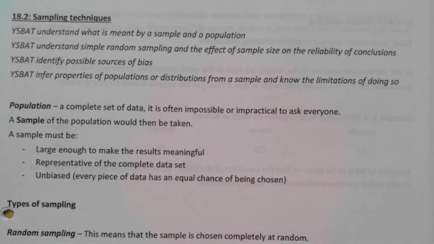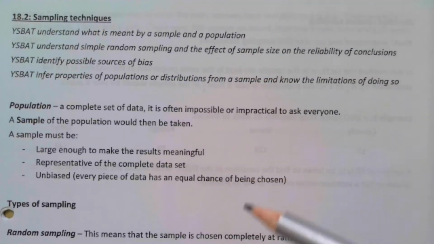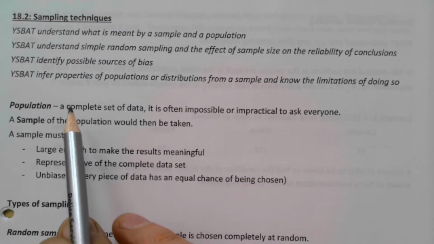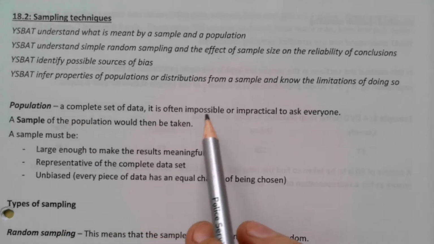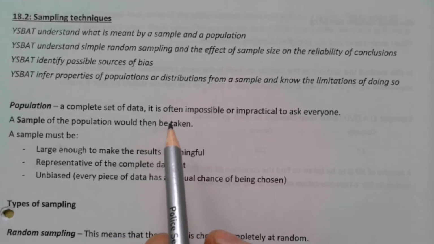This is GCSE Maths. We are looking at statistics, and this is Unit 18 in the accelerated course. So we're looking at sampling techniques. So just some information that you should be aware of. The population, first of all, is the complete set of data. It is often impossible or impractical to ask everyone. A sample of the population would then be taken.